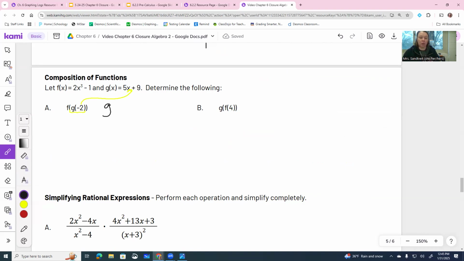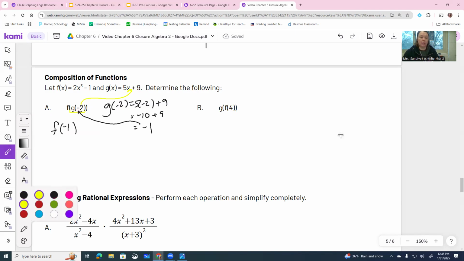So g of -2, so 5 times -2 plus 9. That's -10 plus 9, which is -1. So now this becomes f of -1, I'm putting this -1 here in place of this, which now means I'm going to plug -1 into my f rule in place of x. So f of -1 is 2 times -1 cubed minus 1.